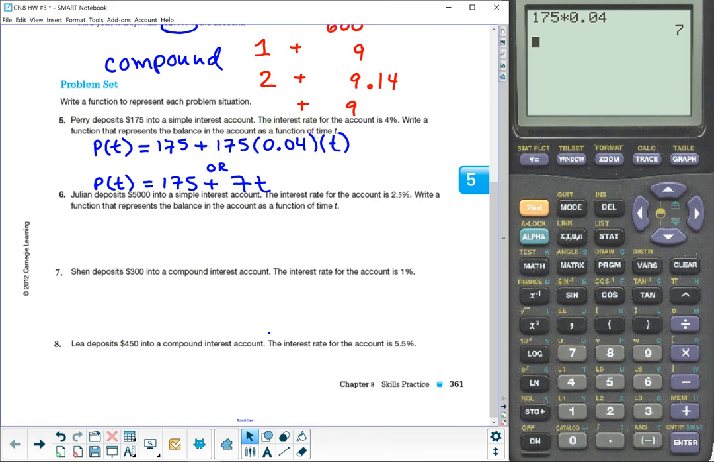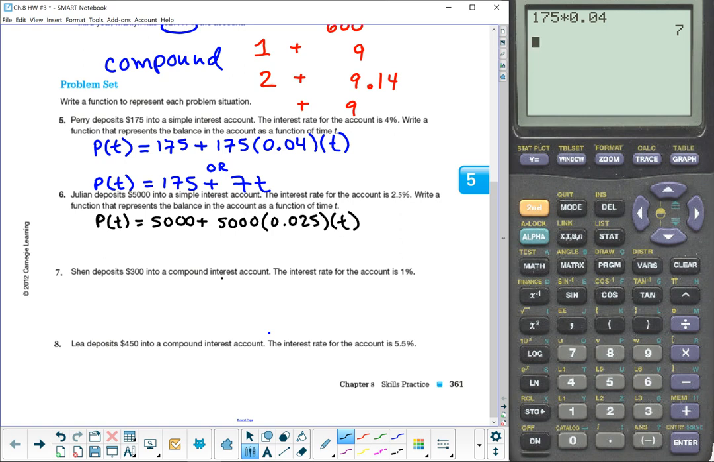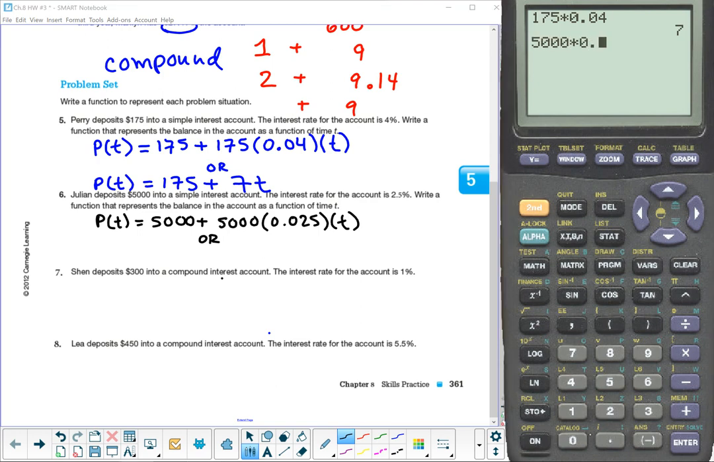Okay, number 6. Julian deposits $5,000. So we're going to go P of T equals 5,000. Simple interest account. Sorry, 5,000, we got a zero here. Interest rate of 2.5%, so that's going to be multiplied by 0.025 times the time. Write a function. Or you can write this as, if you multiply the 5,000 and the 0.025, you can write it as 125.